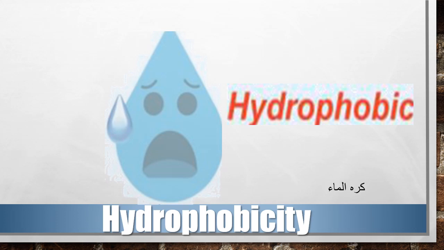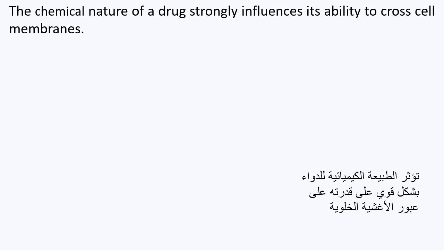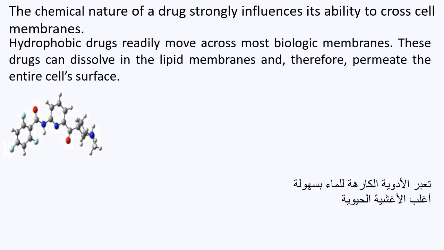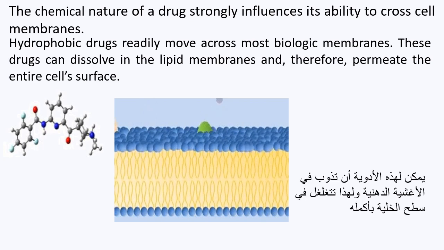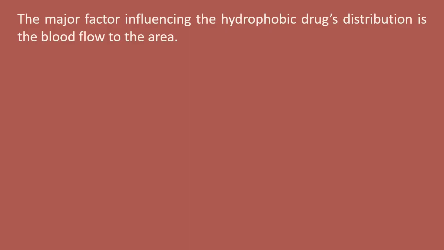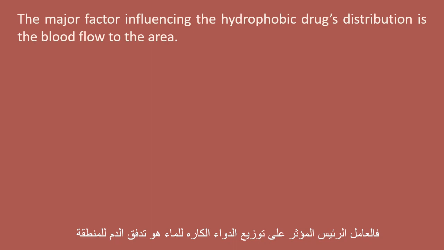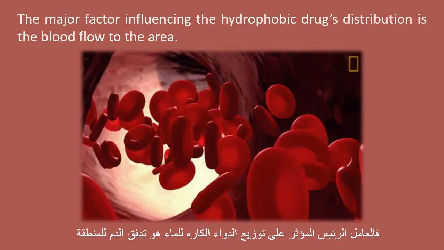Hydrophobicity. The chemical nature of a drug strongly influences its ability to cross cell membranes. Hydrophobic drugs readily move across most biologic membranes. These drugs can dissolve in the lipid membranes and therefore permeate the entire cell's surface. The major factor influencing the hydrophobic drug's distribution is the blood flow to the area.